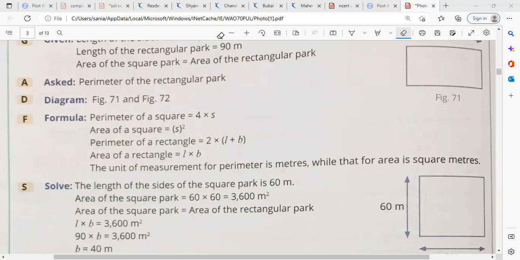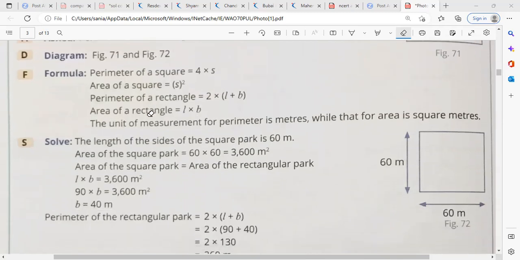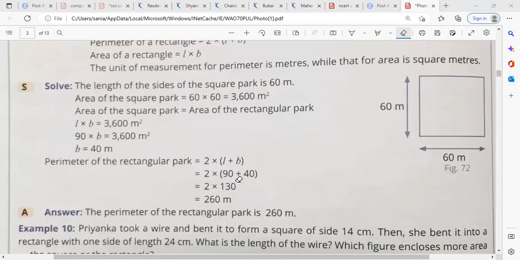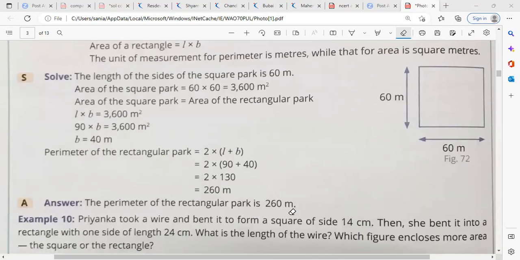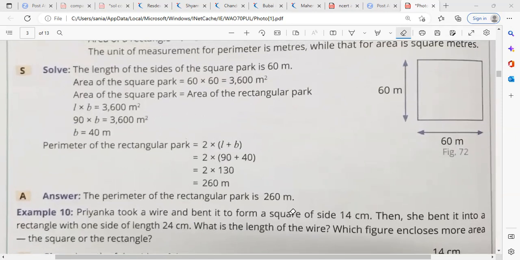And the perimeter is 260. Okay. Remember one thing, whenever you find perimeter, your unit should be there, whether meter or centimeter, right? You have to write this unit. If you do not write it, you won't get marks. Okay, ma'am. Okay. Now, next one.